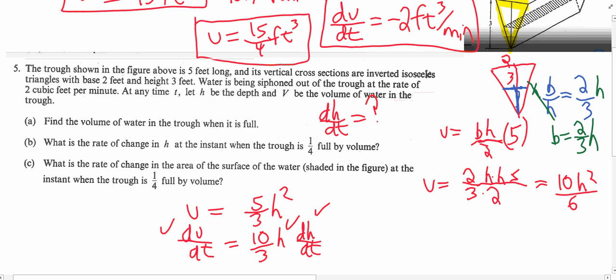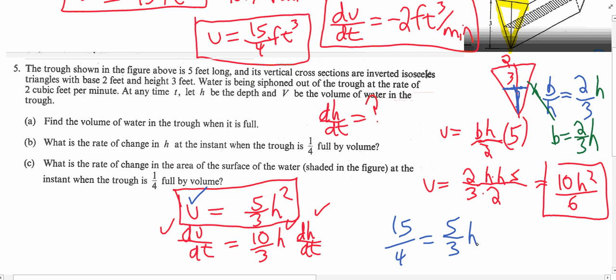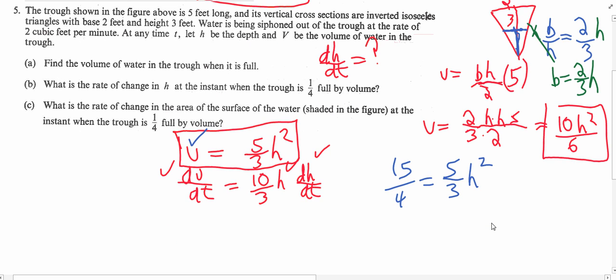So let's go right back to this statement here. Well, actually, the statement right here is all we need. We know that the volume 15/4 is what we're looking for, so let's just substitute it into this equation right here. Equals 5/3 h squared, and that'll give us our height when the trough is 15/4.